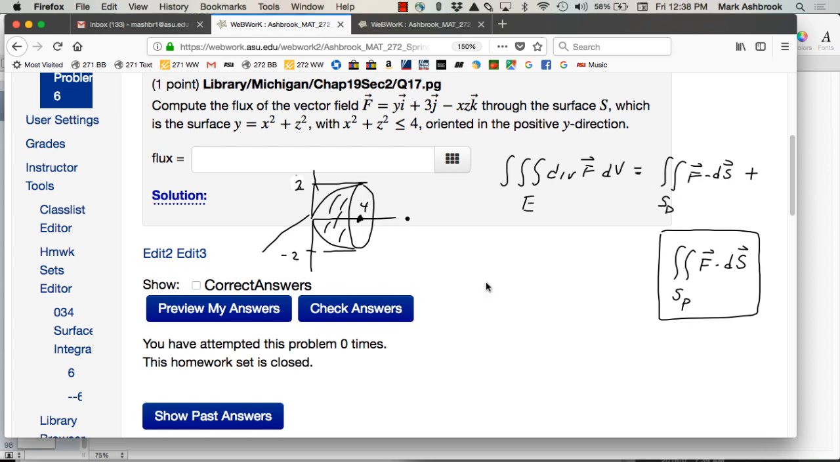So let's do it quick. We won't do it both ways. We'll just put it into WebWork and see if the answer is right. Okay. All right. So the divergence of f is just negative x from the z component. Okay. And then we're going to do r dy dr d theta, but then what is negative x in that?